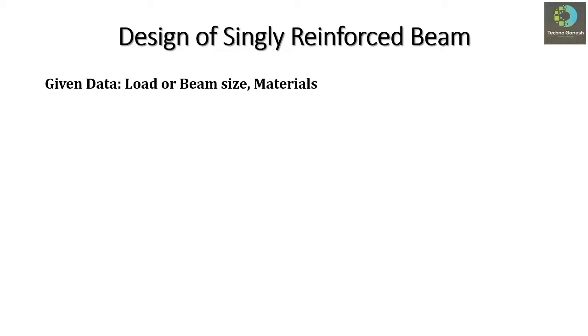For this, we are considering here that the given data will be the load or the beam sizes and the materials. As I told you, the load may be given, and it may be dead load or live load or dead load plus live load, or sometimes the beam sizes itself may be given, like the width of beam and depth of beam, along with the live load, so that you can calculate the dead load and live load, and effectively find out the actual total load coming on that beam.